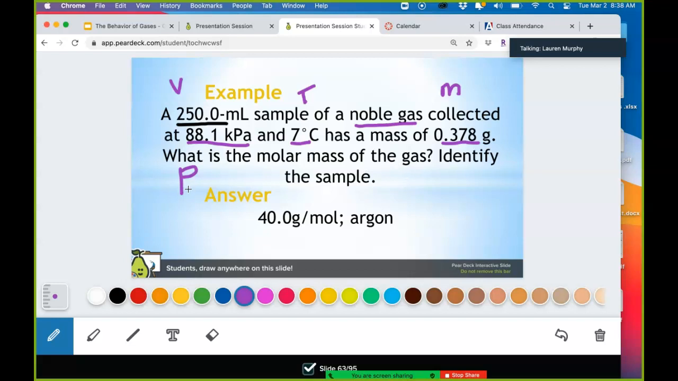Let's see. Why is this not the combined gas law? P1 V1 over T1 equals P2 V2 over T2. Well, the combined gas law was the one we first learned in this chapter, and you have to have two pressures or two volumes or two temperatures, and we definitely do not have any of that. So this is going to be our ideal gas law.